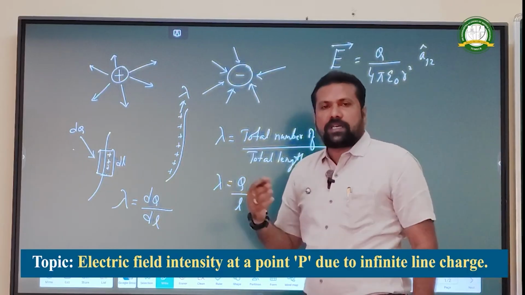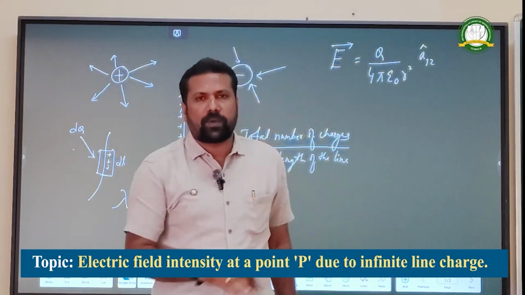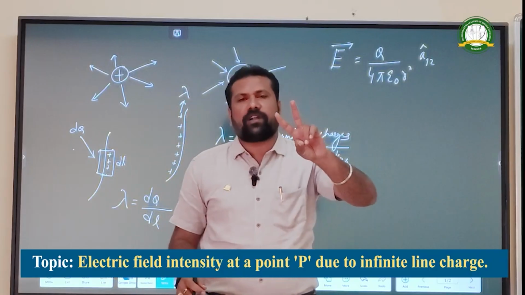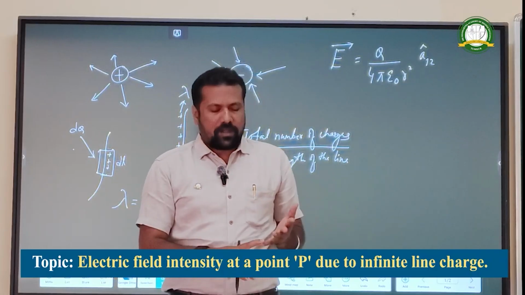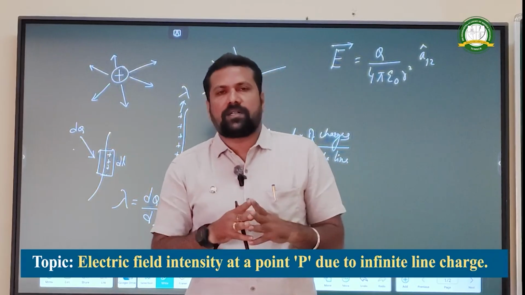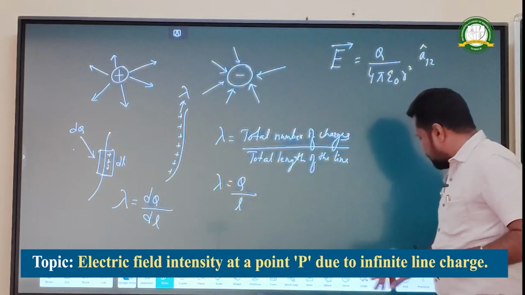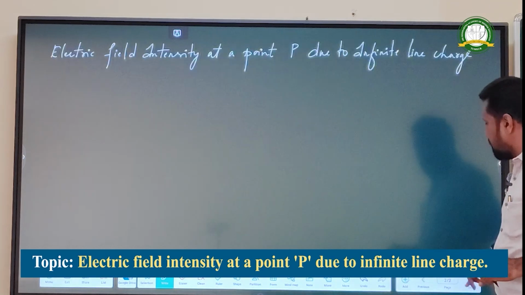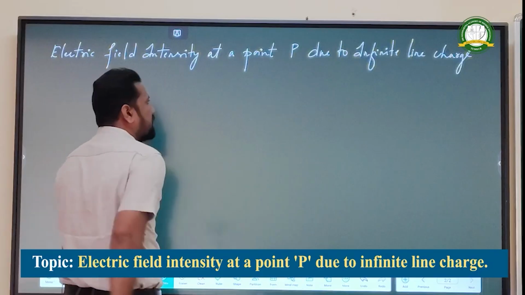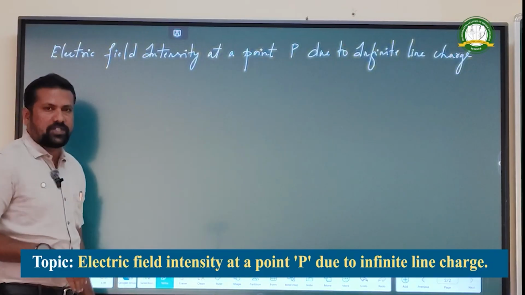It is possible to derive an expression for electric field intensity at some point P due to infinite line charge by using two different laws, Coulomb's law and Gauss law. Today, in this video, I am going to consider Coulomb's law. By applying Coulomb's law, I am going to derive an expression of electric field intensity at a point P due to infinite line charge.